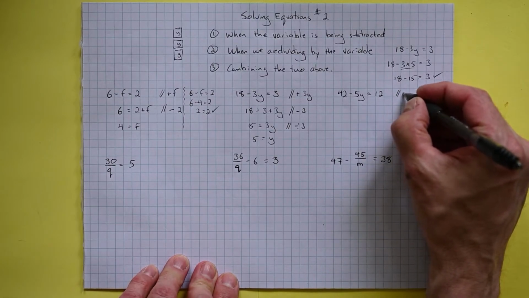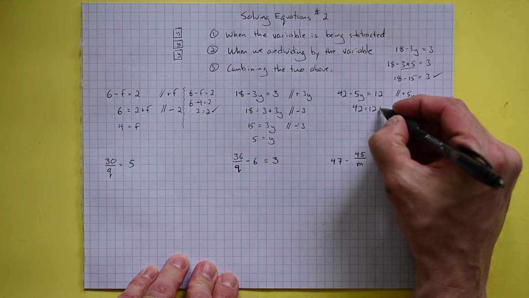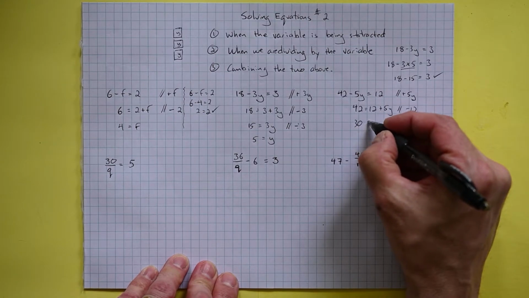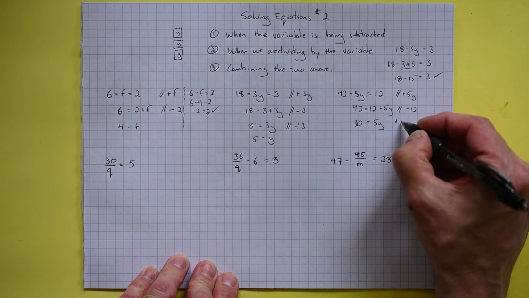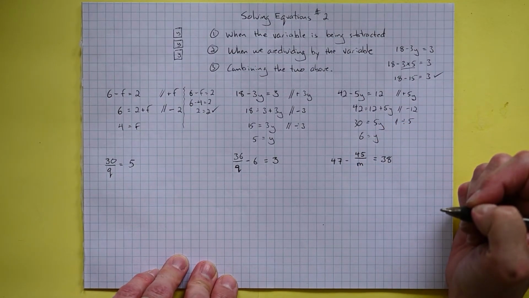So I'll begin by adding 5y to both sides, which leaves me with 42 equals 12 plus 5y. I'll subtract 12 from both sides. 30 equals 5y. I'll divide both sides by 5, and 6 equals y.